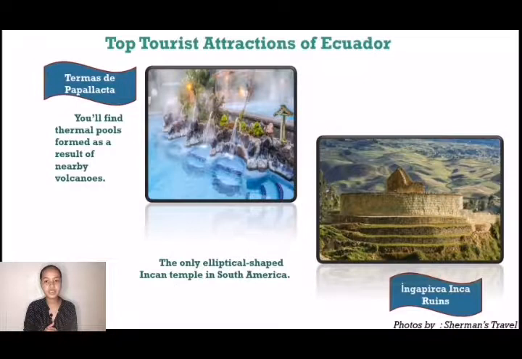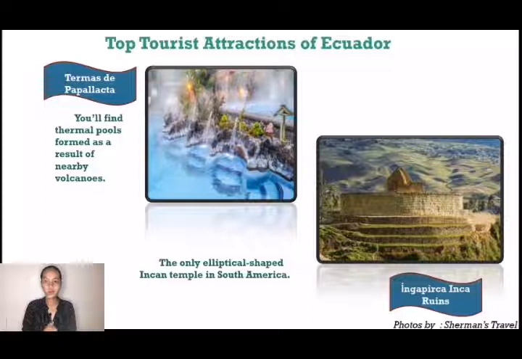Next is Termas de Papalacta. Papalacta is located approximately 1 to 2 hours east of Quito and holds a surprise you'll want to experience. Here you'll find thermal pools formed as a result of nearby volcanoes. The naturally occurring mix of minerals in the water makes for a soothing, healing soak. Whether your muscles are aching from the hike, you're experiencing jet lag or travel strain, or just enjoy relaxing, a visit to Papalacta is a must.